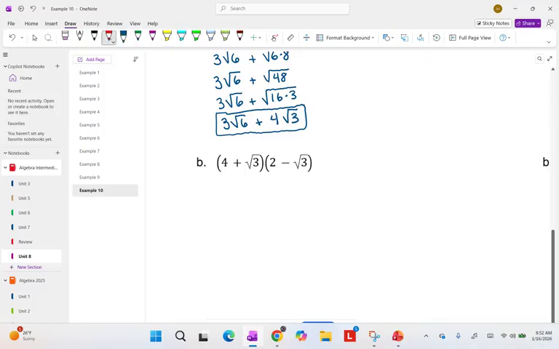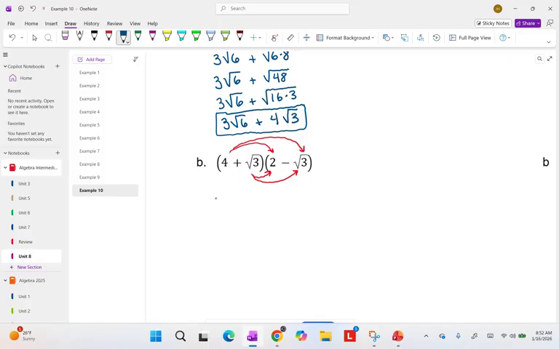And then we're going to look at another distributive property, but in this case, it's going to be FOIL. So first, outer, inner, last. So we're going to do 4 times 2, that's the first. 4 times negative square root of 3, that's the outer. Square root of 3 times 2, that's the inner. And then square root of 3 times negative square root of 3, that's the last.